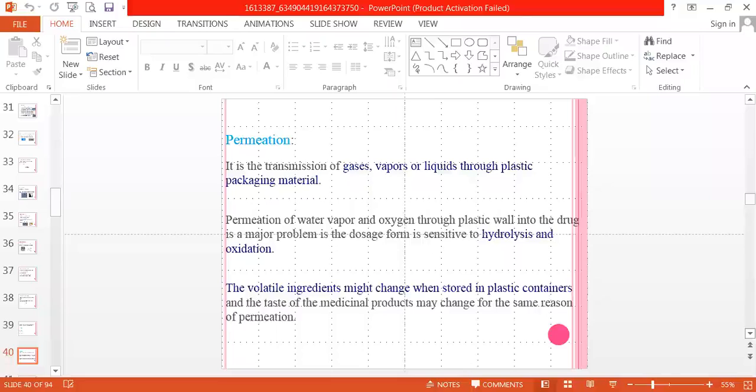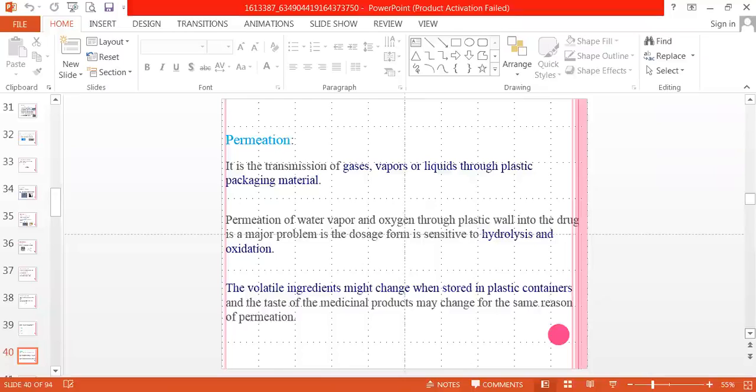It means your glasses do not have that kind of property, but your plastics have the permeation type of property. So they permit the transmission of the gases or the vapors of your product. Generally, the volatile ingredients might change when stored in plastic containers, because volatile ingredients have the ability to become volatile and release in the form of gas. Suppose we are storing such volatile ingredients inside plastic containers, then what will happen? Suddenly their amount will be reduced inside your container.